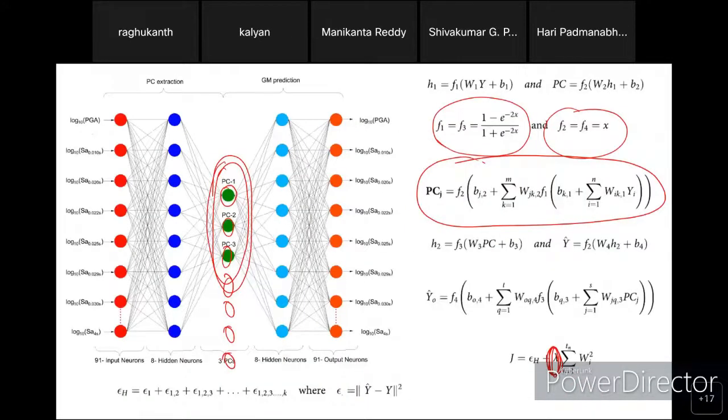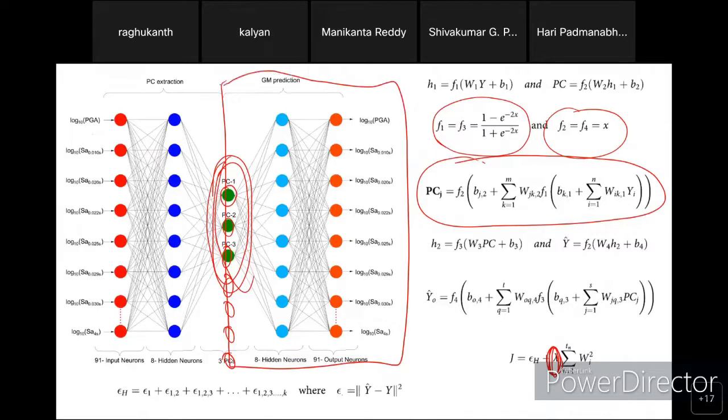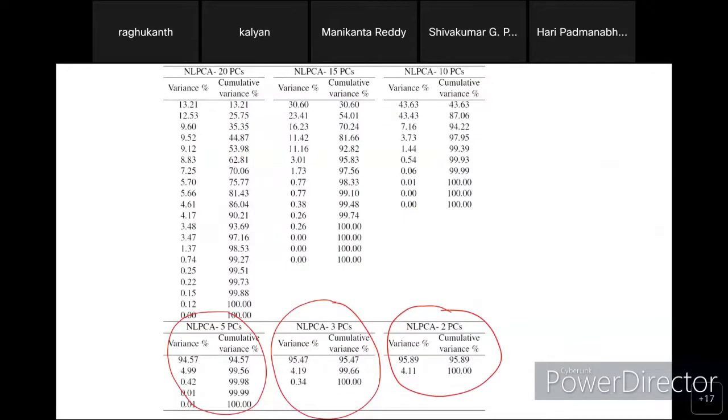So this portion we take, that is the decoding part. Once you substitute PC1, PC2, PC3 here, you get back your spectra, and then you do all the calculations. So it is like a two-stage problem. One network is for reducing the dimension, the other network is to predict the reduced dimensions. That is how we try to do it.